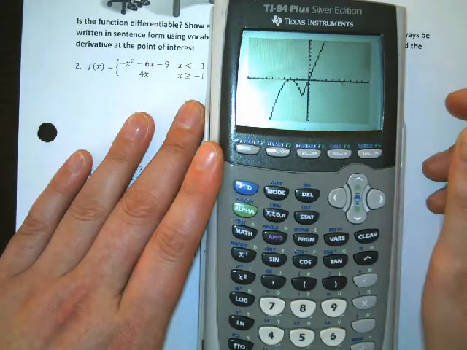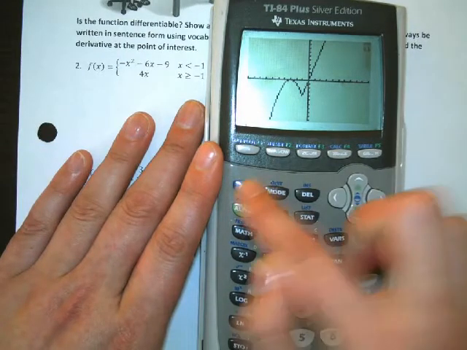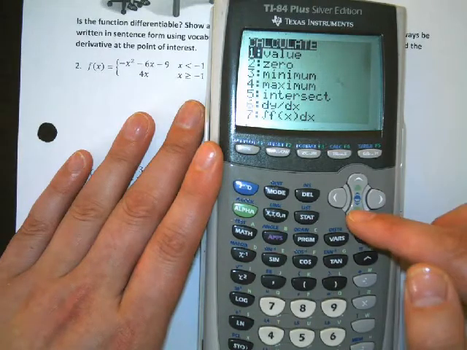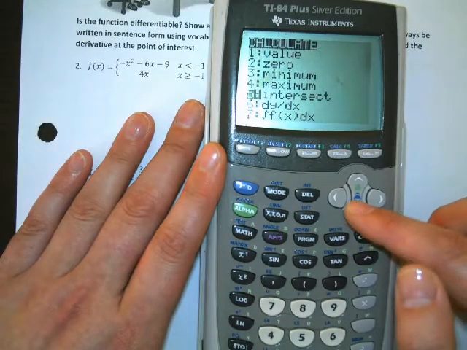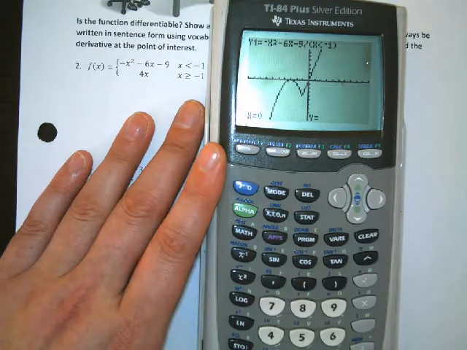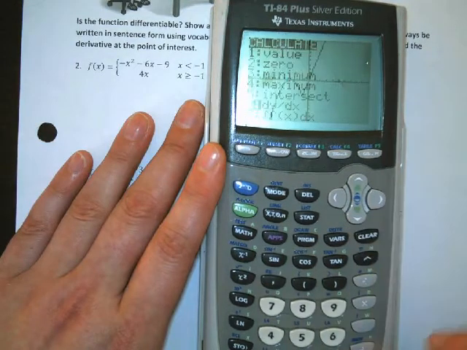Anyone remember how to find the derivative at a specific point on their calculator? Second trace. Second trace number 6. So if you go down there and you try to find the derivative at -1, do you see what? Let me try it again. It should give you an error message.